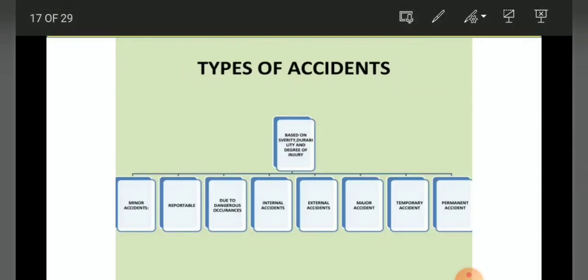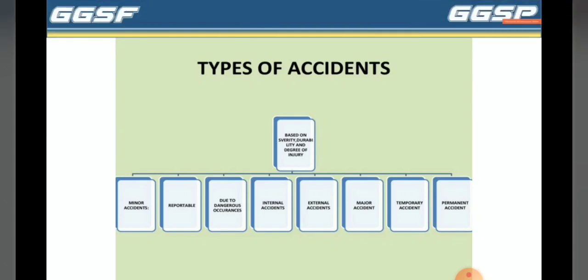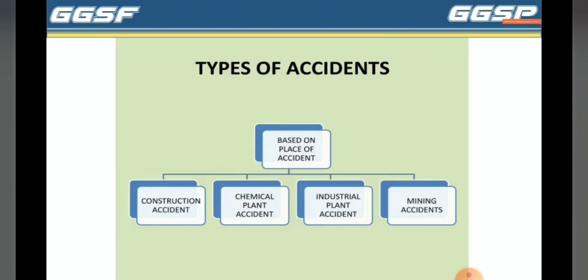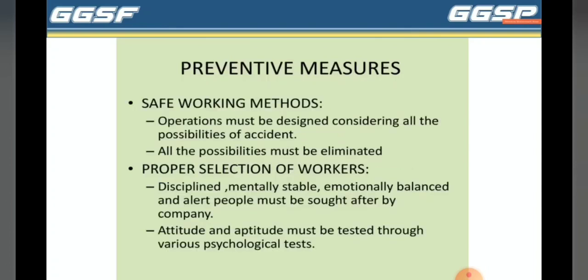Types of accidents based on severity, durability, and degree of injury: minor accident, reportable due to dangerous occurrence, internal accidents, external accidents, major accident, temporary accident, and permanent accident. Types of accident based on place of accident: construction accident, chemical plant accident, industrial plant accident, mining accident.